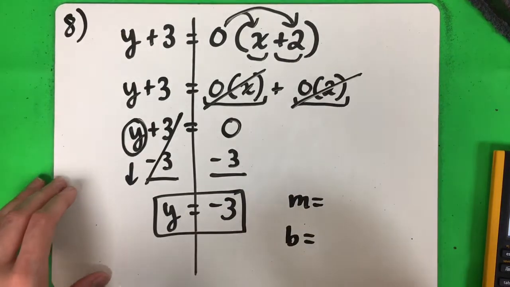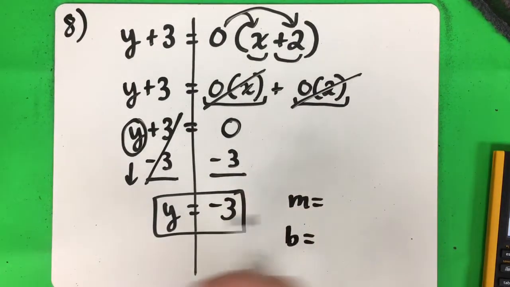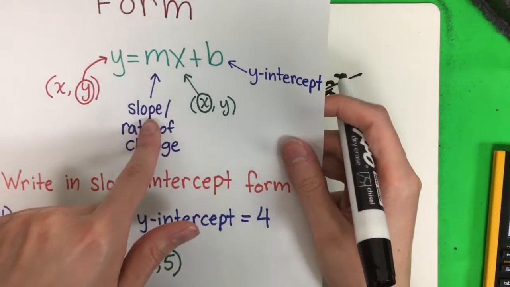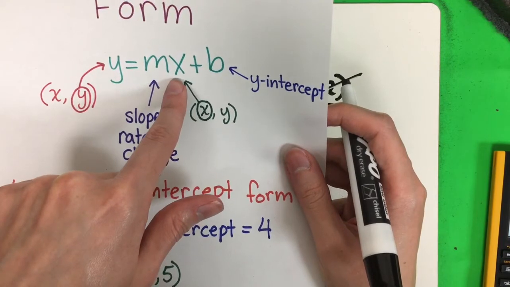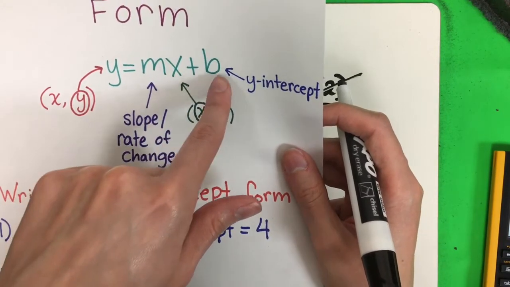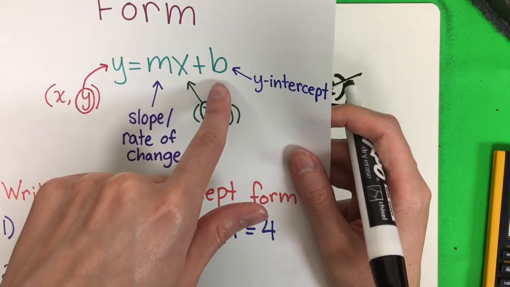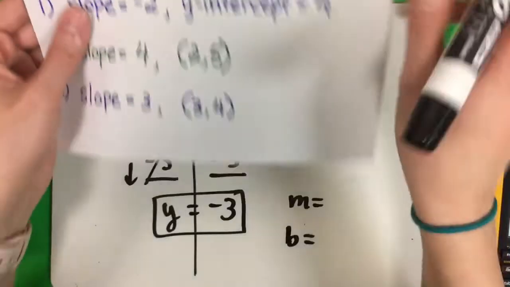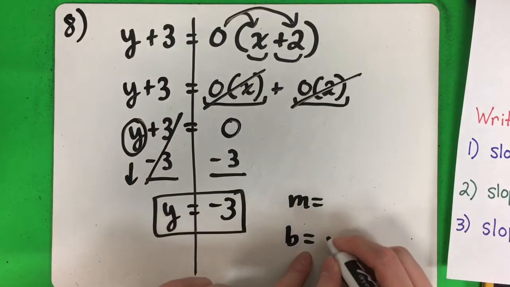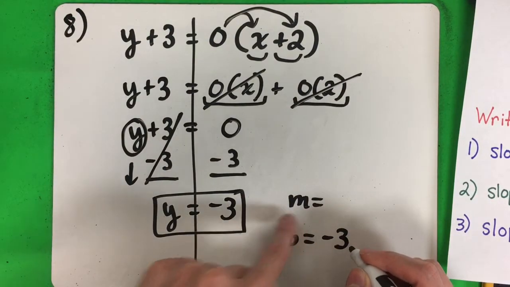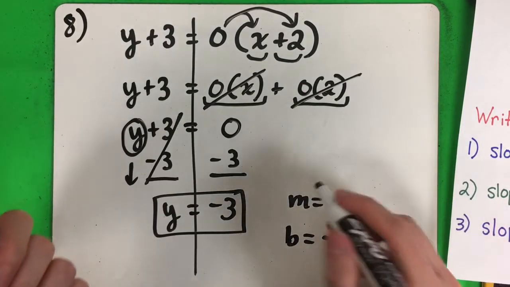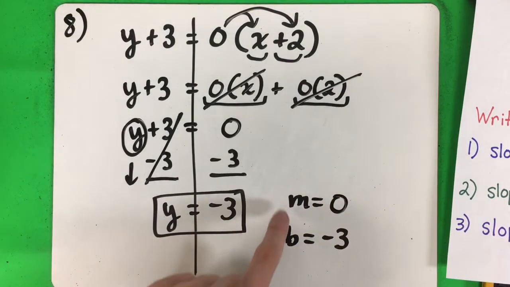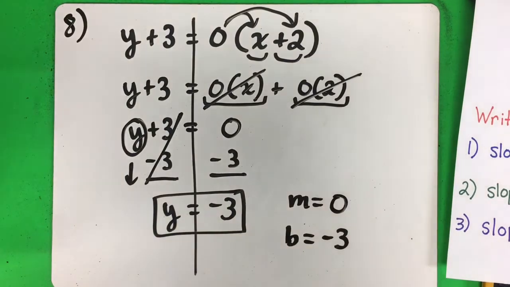Okay, let's see, what is the slope? What is the y-intercept? Now let me just say the slope always has an x next to it. El slope siempre tiene x después. The y-intercept does not have an x. El y-intercept no tiene x. So here there's no x, no hay x, so that is the y-intercept. For the slope, there is no other number, no hay otro número, so the slope is 0. Okay, slope 0, y-intercept negative 3.